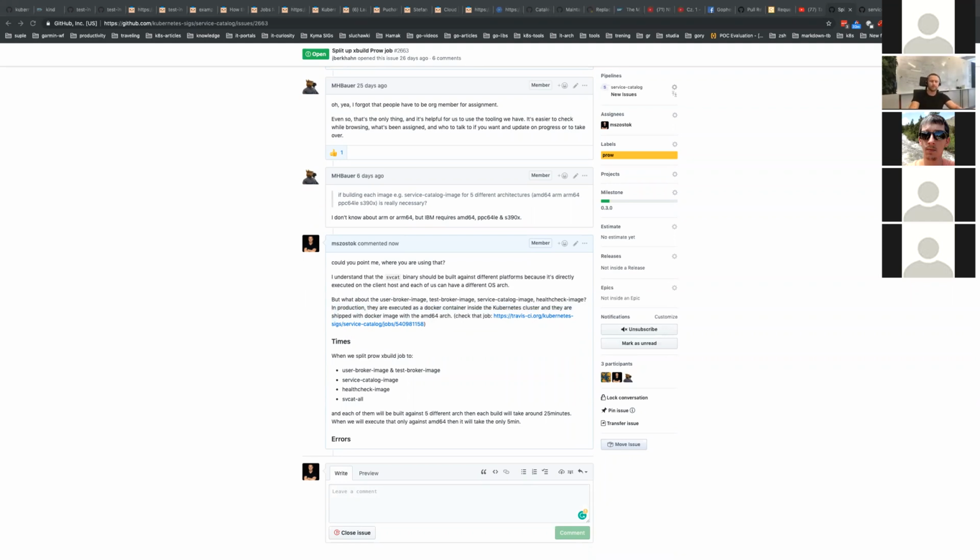Yeah, but basically, when we're talking about building images for different platforms, I think it's a valid case only for the SVCAT binary, because it's the one executed directly on the client host, right? So each of us can have a different architecture. But when we're talking about the images that are executed directly in Kubernetes, right? Yeah, the SVCAT one I don't care about.